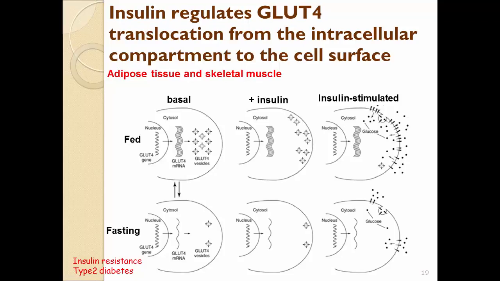In type 2 diabetes patients, the major problem is insulin resistance. Resistance means you have a high level of insulin in the circulation, but insulin action is decreased, so insulin cannot efficiently do its function. Insulin resistance also means the cells will produce less GLUT4, and GLUT4 is not able to translocate to the cell surface, right?